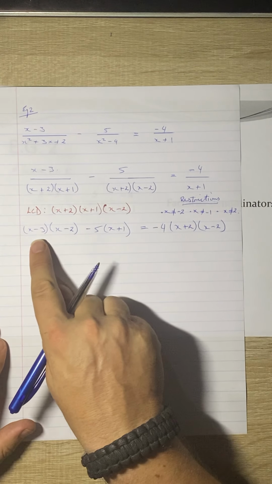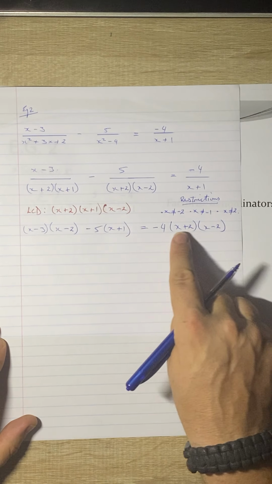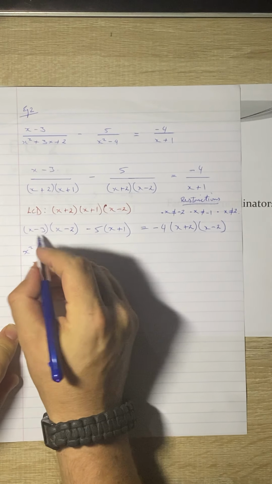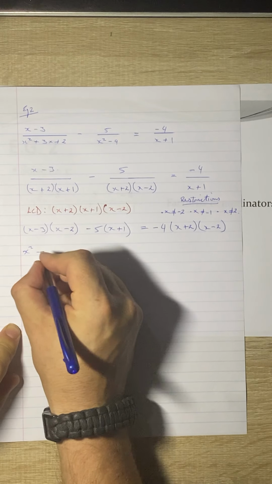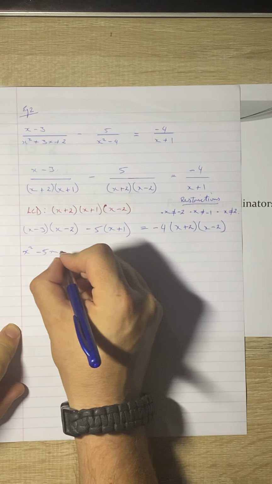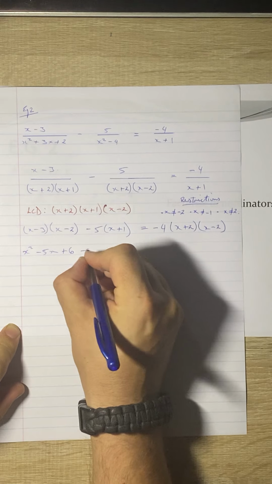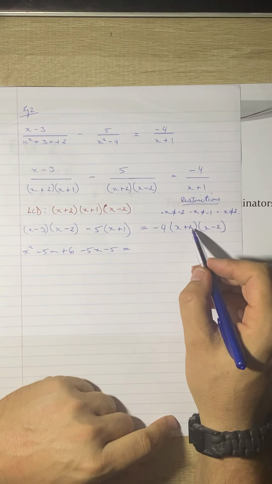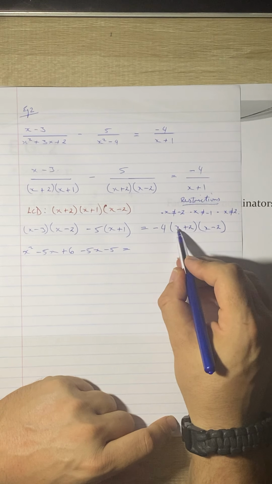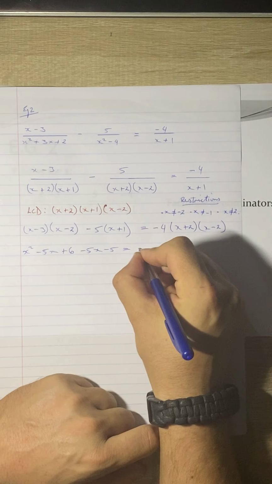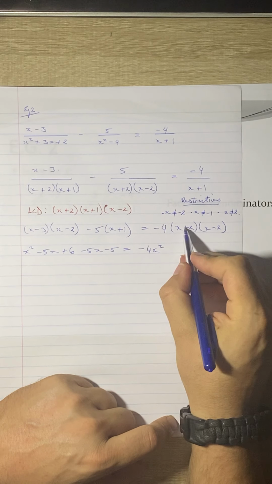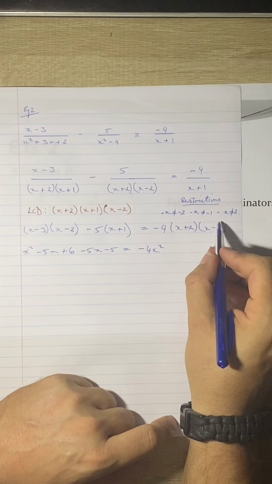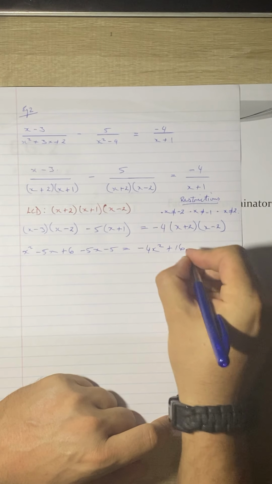All right, so I'm going to FOIL this one, distribute, FOIL, distribute. So that'll give us x squared minus 2x minus 3x is minus 5x plus 6 minus 5x minus 5 equals. I'm going to miss a couple of steps here. So I'm going to FOIL then distribute. That'll give us x squared minus 4x squared. That'll give us minus 2x plus 2x, they cancel. That'll give us minus 4 times minus 4 is plus 16.